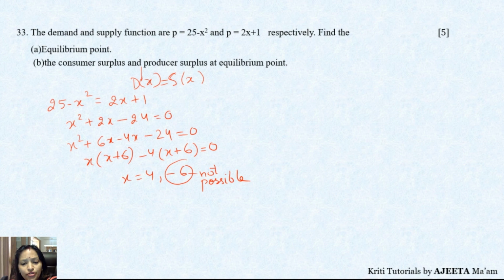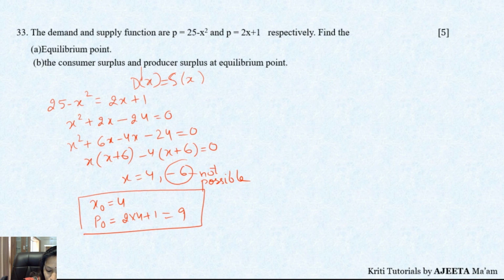Now for the equilibrium point, we will find P0 also, only then it becomes the equilibrium point. So x is 4. Now let's denote x0 is 4. That's your equilibrium quantity. Let's calculate P0. You can use any of the two equations. You can use 25 minus x square, or you can use 2x plus 1. So the corresponding P0 will be 2 into 4 plus 1, that's 9. So this is your equilibrium point. Correct? So 1 mark till here, 1 mark for the entire point.